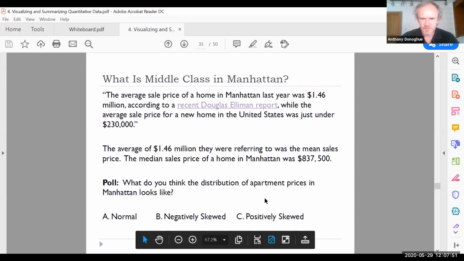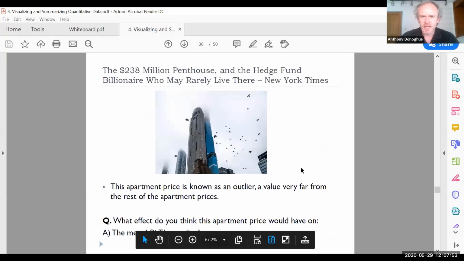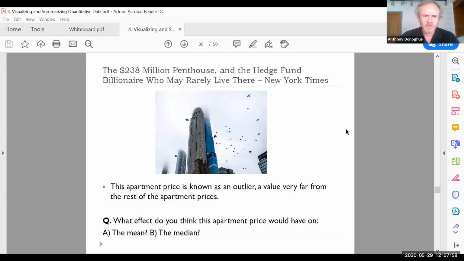So positively skewed, as we said. So yes, this one is an outlier, and yeah, it's still going up. So what effect do you think this apartment will have on the mean? Well, we're already clear on that. It's going to pull it up towards it, and the median will remain the same. So that's pretty much already your answer. So 238 million to watch the birds fly by. Okay, it's a lot of money for an apartment, but anyway, that's the outright winner as outliers go in Manhattan.